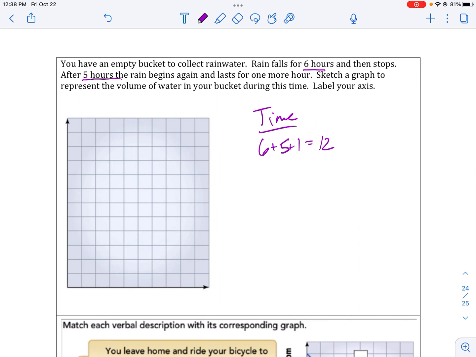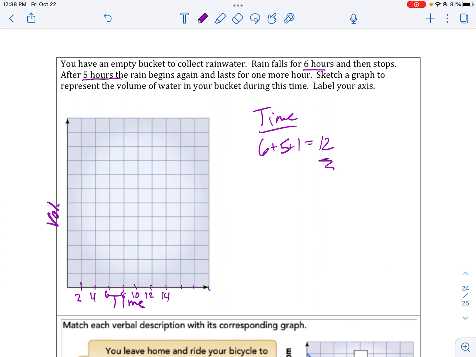Label your axes. So, time is our x-axis, which means volume in the bucket is our y-axis. Now, it never talks about how much volume, so we don't necessarily need to label it. You could, if you wanted to, give your bucket a really big or a really small size, but time has to be labeled. So there's 10 lines here along our x-axis, and we want a total of 12 in time. So we're going to count by twos: 2, 4, 6, 8, 10, 12. We stop at 12, so I'm going to stop labeling.